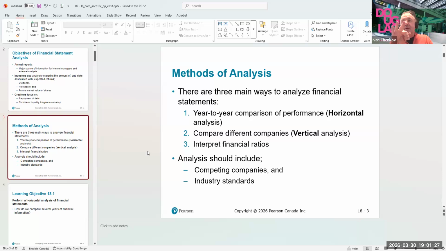Now, the three main ways to analyze the financial statements. One is comparison year to year. That's called horizontal comparison. Then another one is comparing the company with a different company. That's called vertical analysis. And then we're going to have specific financial ratios based on different criteria, which are related to the three components of the accounting equation: asset, liability, equity. And we're going to start interpreting those financial ratios.